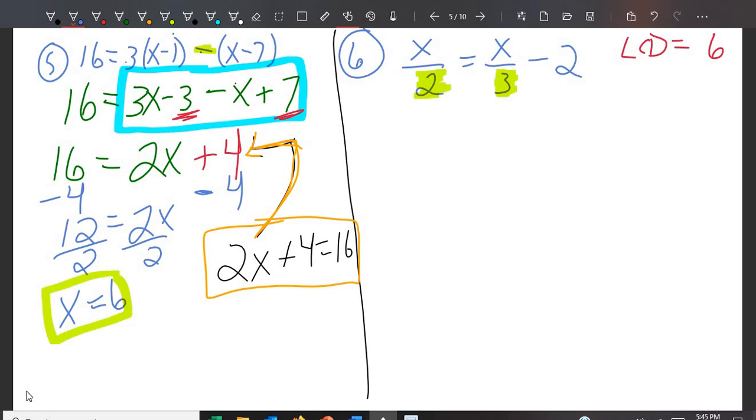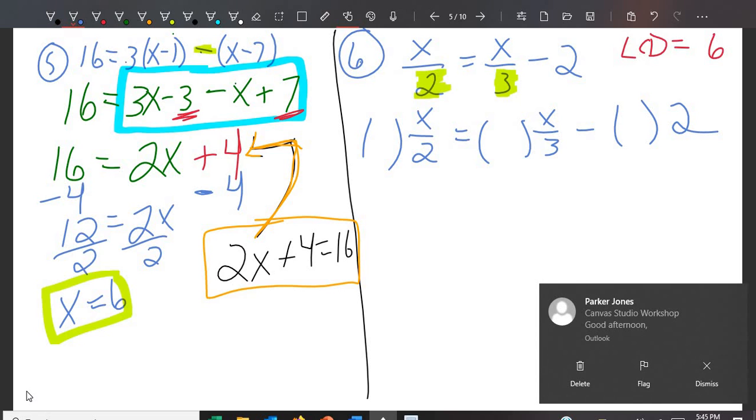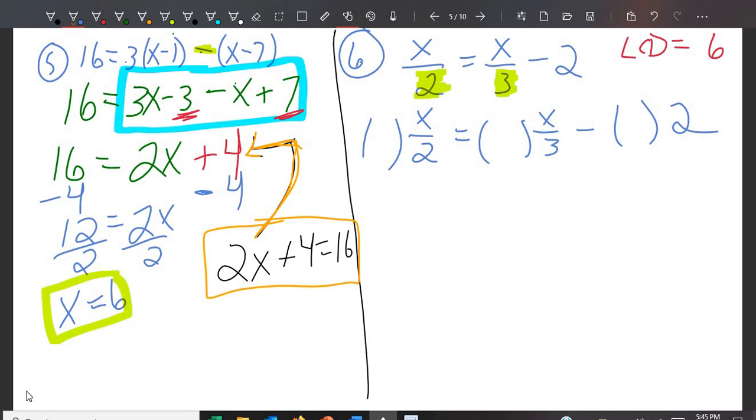So here's what I like to do. I will put parentheses next to every term, just like this. Even the 2 gets a parentheses. Even though it's not a fraction, I still put parentheses. Now, inside the parentheses will go the LCD. Once we figure out the LCD and put it in the parentheses, we're going to simplify this.